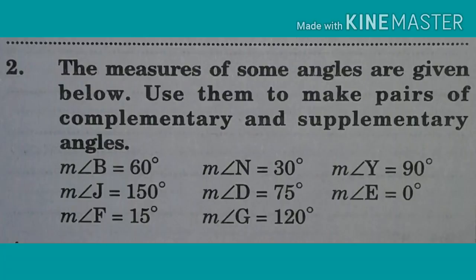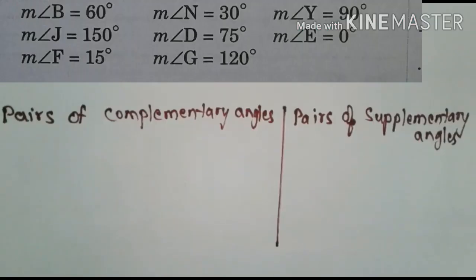The measures of some angles are given below. Use them to make the pairs of complementary and supplementary angles. The pairs of complementary angles. Now, complementary angles means if the sum of measures of two angles is 90 degree, they are said to be complementary angles, right? And supplementary means what? If the sum of the measures of two angles is 180 degree, they are said to be supplementary angles. Now we will find the pairs of complementary angles and supplementary angles.